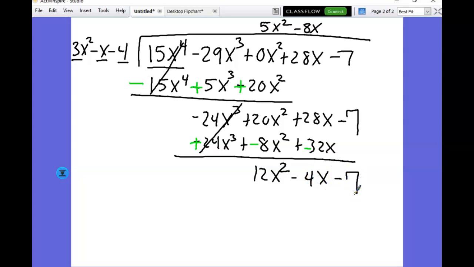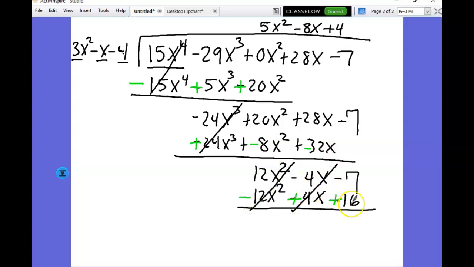And this should be our last run through of the problem. So what would I multiply 3x squared by to get 12x squared? And that would be 4. Multiply that by all three of these and put it down here below. Change the signs. Add down. 16 take away 7 would be 9.